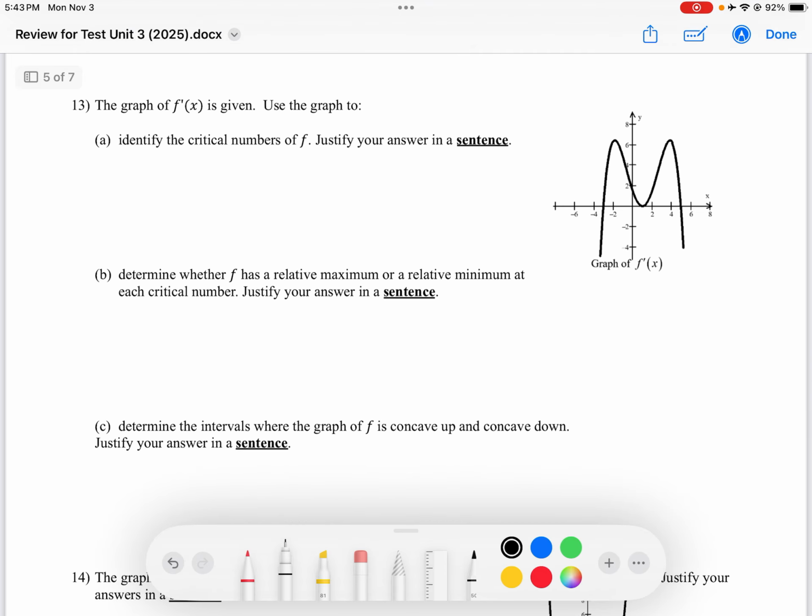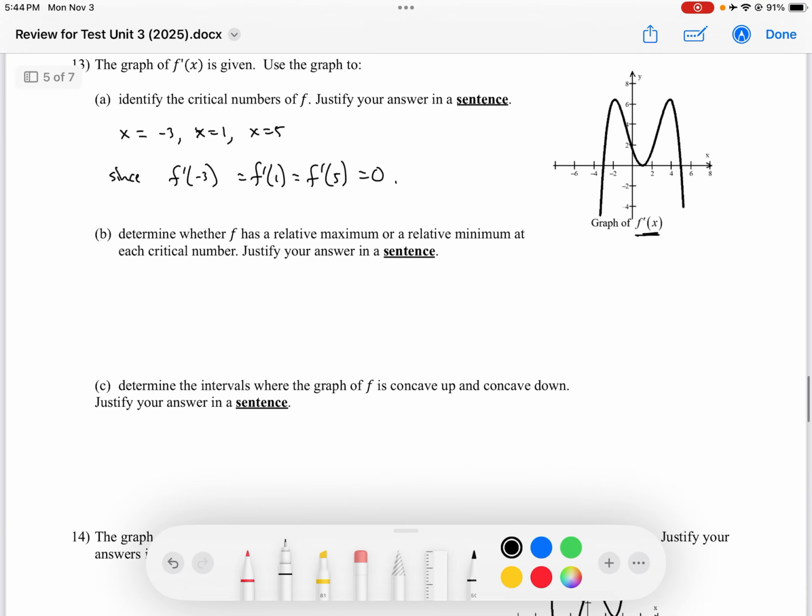The graph of f prime is given. Use the graph to identify the critical numbers of f. Okay, this is f prime, so I got to make sure I know what I'm looking at. The critical numbers of f are where f prime is 0: x equals -3, x equals 1, x equals 5, since f prime of -3 equals f prime of 1 equals f prime of 5 equals 0. I don't care that they're equal, but I do care that they're all equal to 0, so that's just an efficient way to write it.